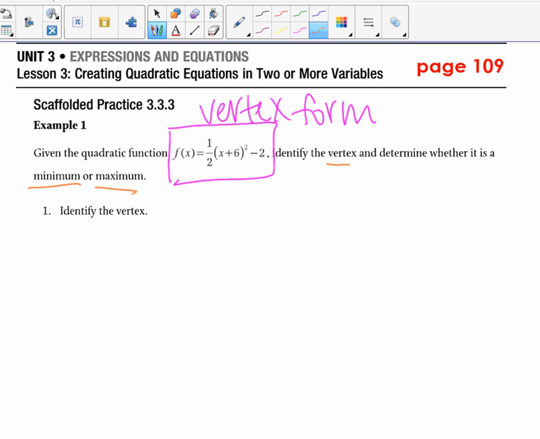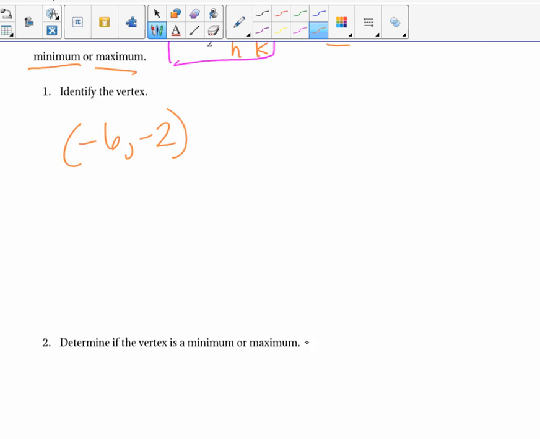It's in vertex form, guys. This is H, this is K. The only thing you need to remember is that it's the opposite of H, so your vertex is negative 6, because it's x plus 6, so negative 6, and then negative 2. So that's my vertex.